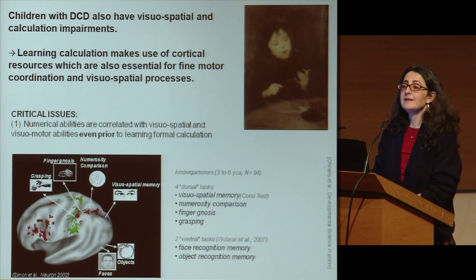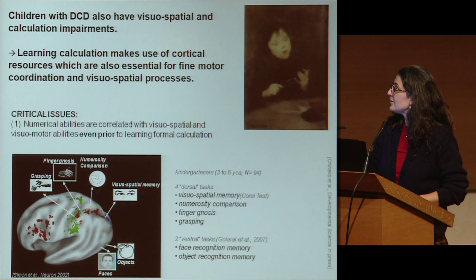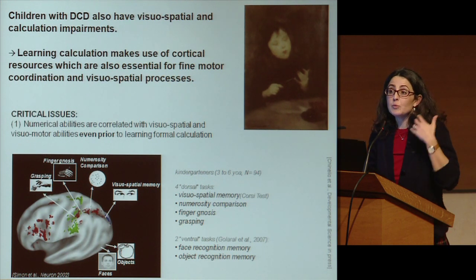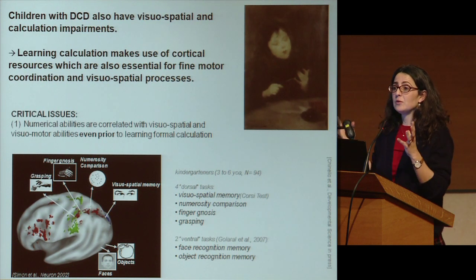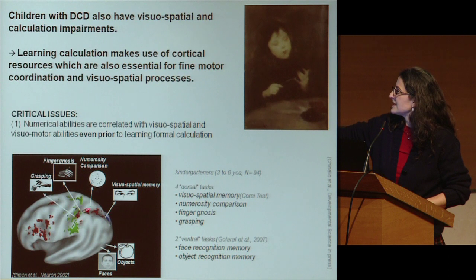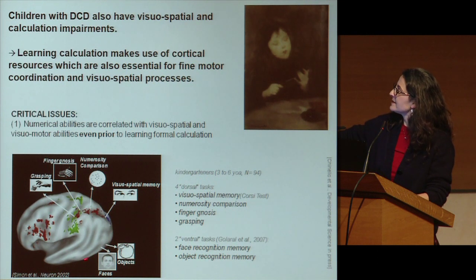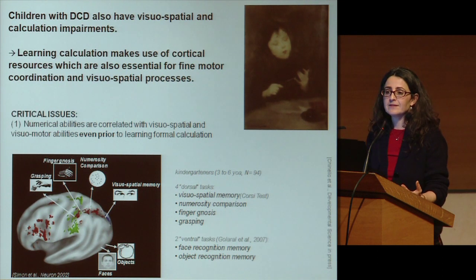So we tested a group of kindergarteners in different tasks that we thought would tap on the dorsal stream of visual processing. Here, an image in which activation to saccade, calculation, and pointing in a study of Simone et al. is projected onto an adult brain, and we made the assumption that maybe in children we could expect the same pattern of cortical proximity or pertinence of the dorsal stream of these tasks: finger gnosis, grasping ability, and we also asked numerical comparison and visuospatial memory, and we compared it to tasks that were more related to the ventral stream, such as face and object recognition.